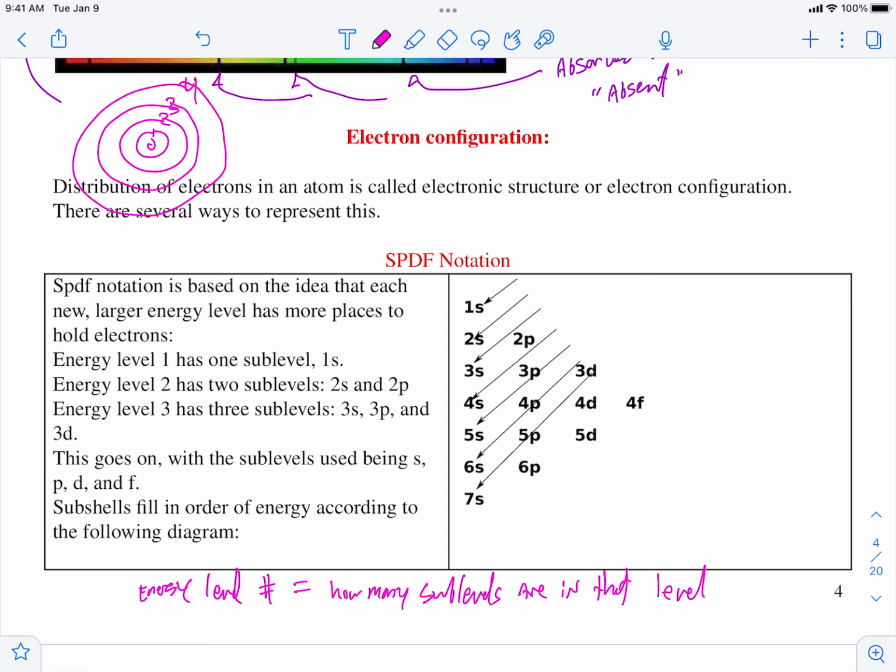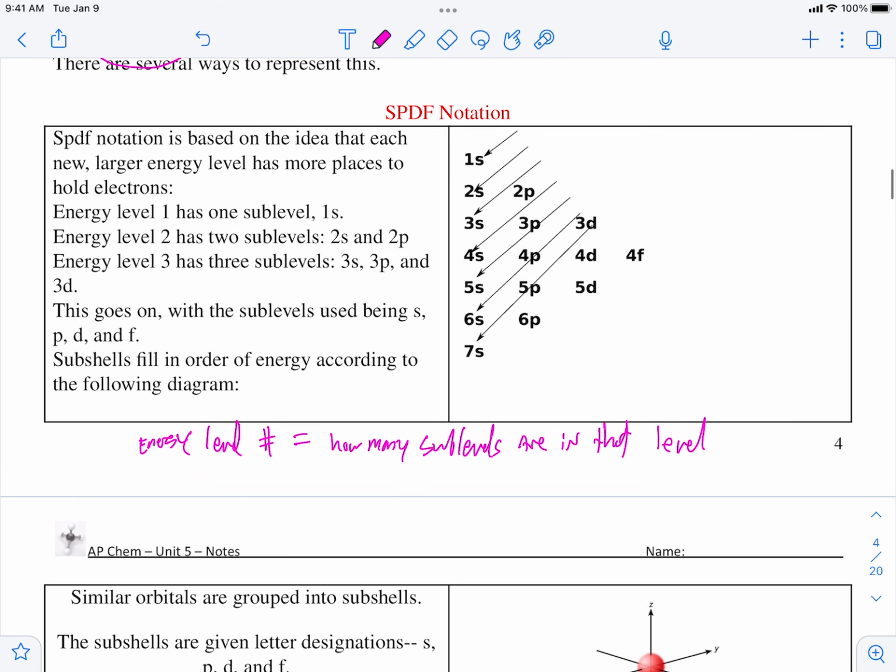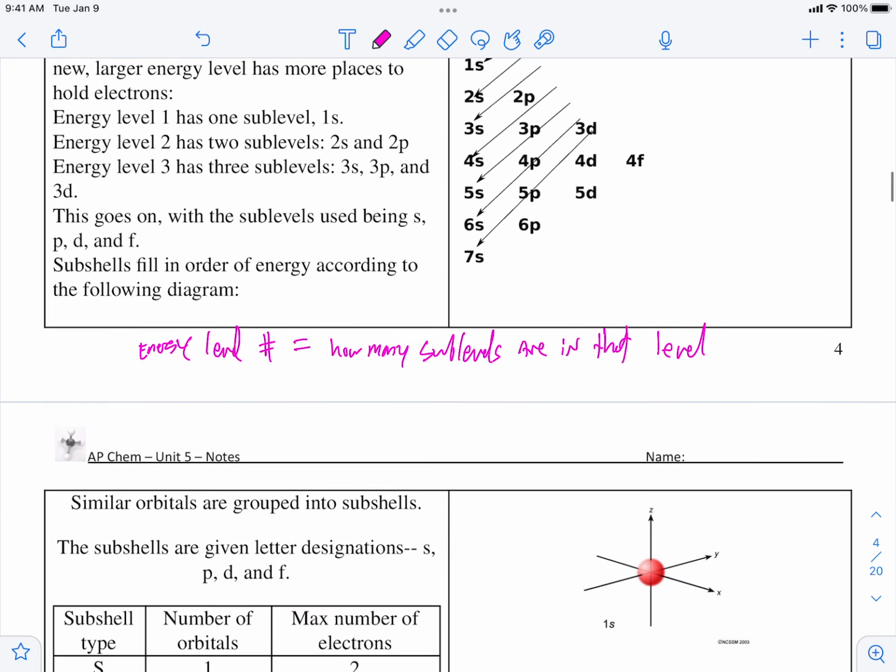Okay, so if I said how many sublevels are in energy level 8, how many are there? There are 8. And the first one is S, the second one is P, the third one is D, the fourth one is F, the fifth one is G, and the sixth one is H. It kind of goes on that way, right? All right. So if you're okay with the fact that the bigger the energy level gets, the more sublevels there are, now let's talk about what those sublevels actually look like.